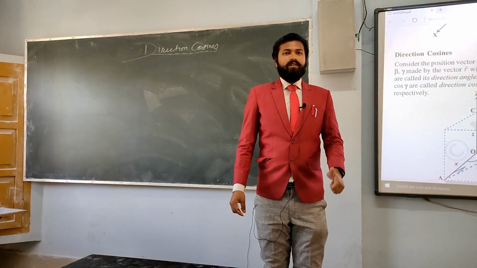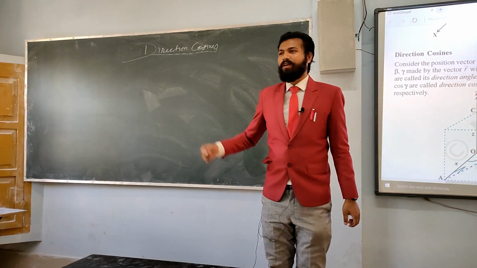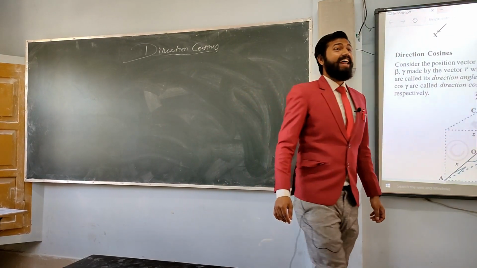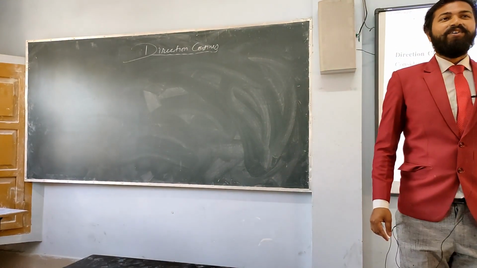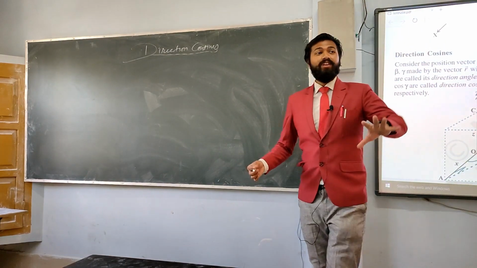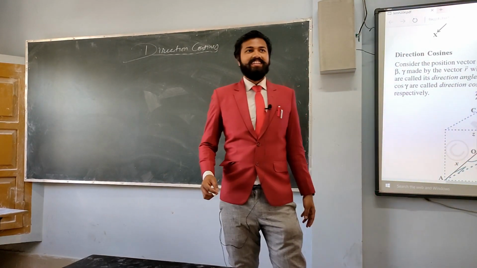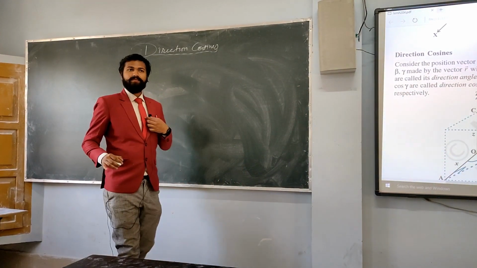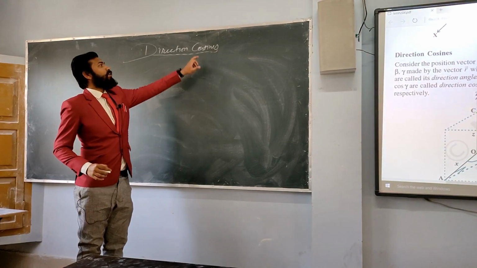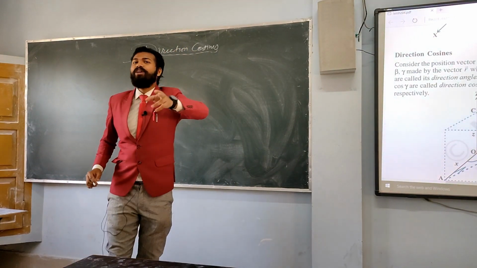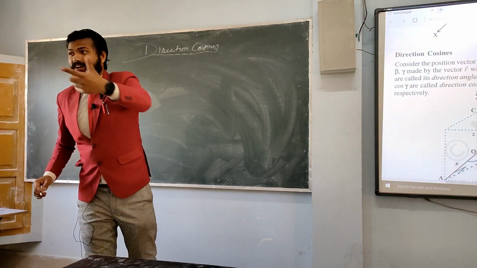We're going to discuss the topic called direction cosine. What is this topic all about? You will understand very clearly. Don't worry, stay tuned, stay focused, and you will learn everything with full clarity. Now, what is cosine? Cosine is a trigonometric ratio. You already learned it in class 10, right? Cosine.